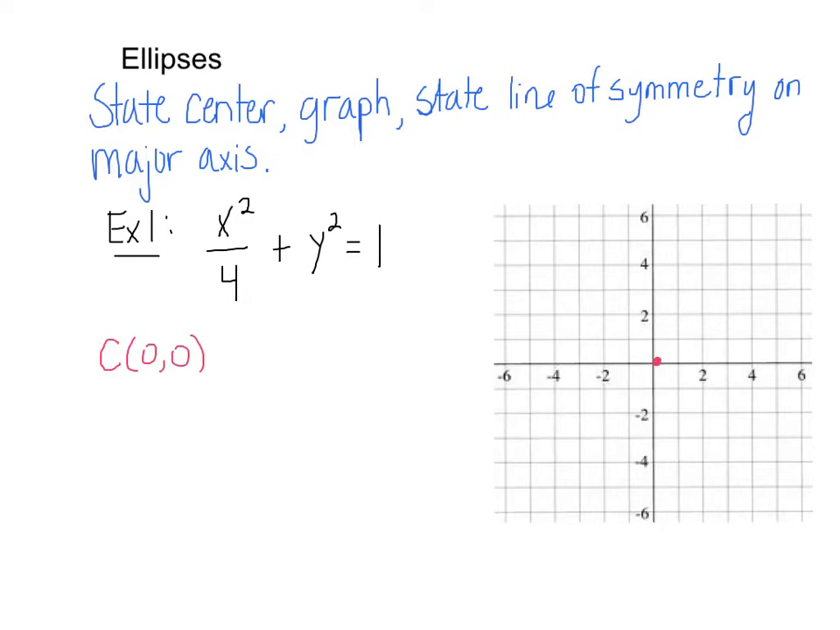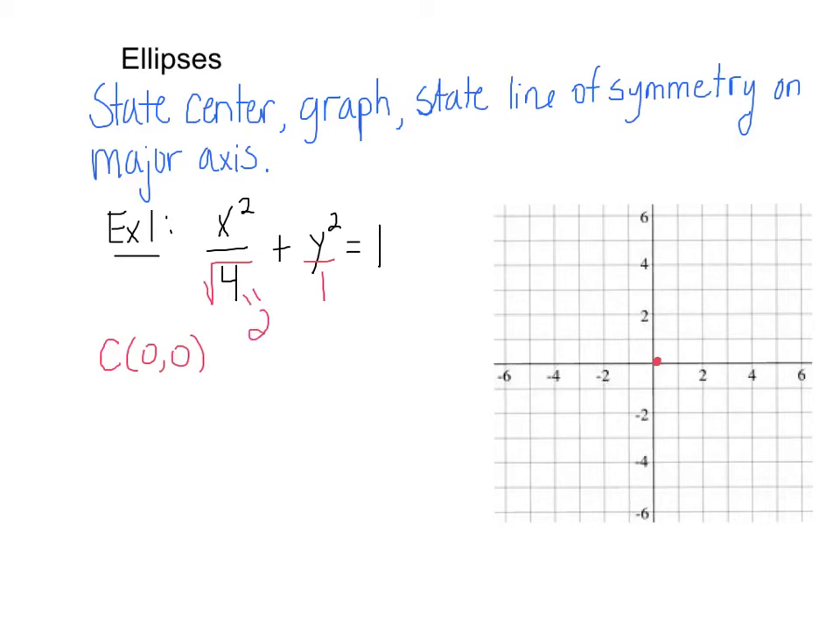The second thing that you need to graph your ellipse is the distance from the center out to the edge, up and down and left and right. And that comes from the denominators. So remember that y squared has a denominator of 1, so we're going to put that over 1. And if you remember from your standard form, we need to take the square root of those denominators. So if you take the square root of 4, that's going to give you 2.